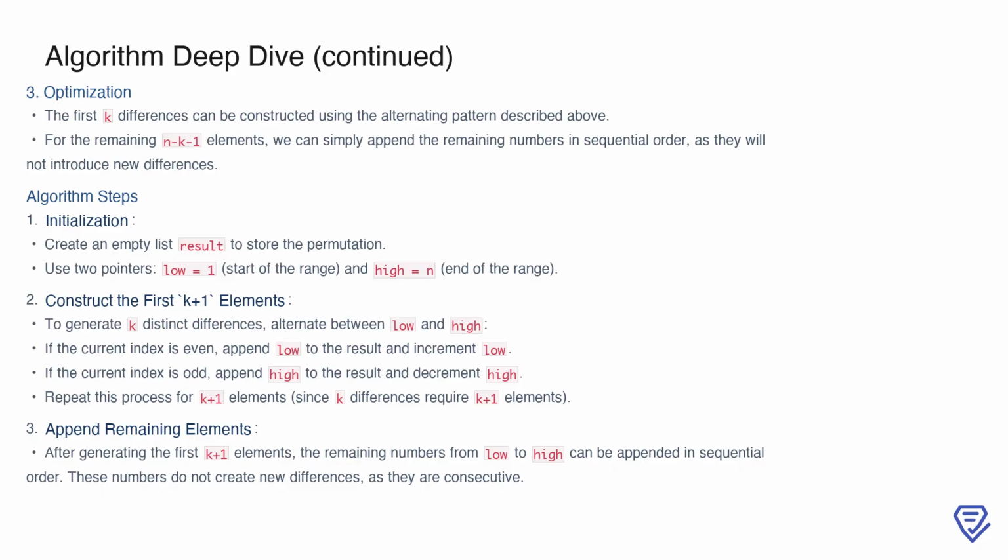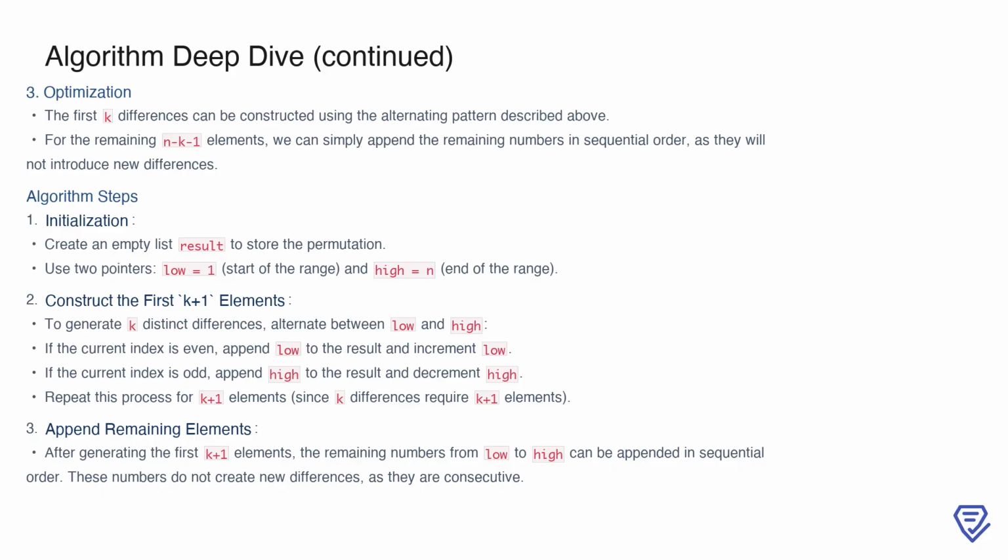Using the alternating pattern, we can generate these differences by alternating between the smallest available number, called low, and the largest available number, called high. Once the first k differences are created, the remaining numbers simply need to be appended in sequential order, as they will not introduce any new differences.